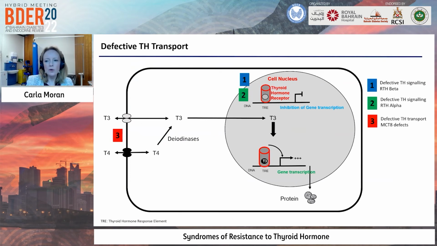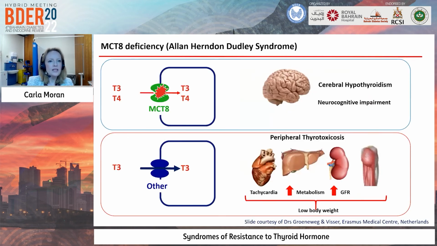So the last form of RTH I'd like to describe is defective thyroid hormone transport. And the main form of this is MCT8 defects. So MCT8 deficiency is also termed Allan-Herndon-Dudley syndrome. And here the problem is thyroid hormone transport into the cells. And these patients have defective thyroid hormone transport through the MCT8 thyroid hormone transporter. And this transporter is critically important for thyroid hormone transport into the brain. And so these patients have relative cerebral hypothyroidism and very profound neurocognitive impairment.